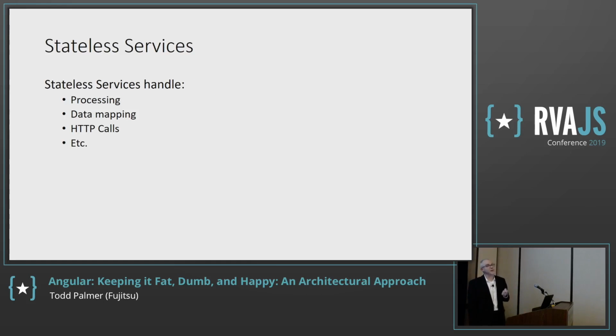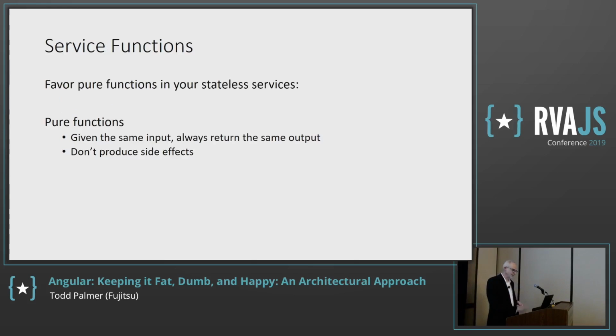You can also have, and you should have, stateless services. These are, for example, services that help you do some processing, maybe some formatting or data mapping, making HTTP calls to a backend REST API, etc. When you have these stateless services, you should also favor pure functions. Pure functions, given the same input, give you the same output, and they don't have side effects. So passing an object into the parameter of a stateless service, you know that that pure function won't change or mutate that object on you.